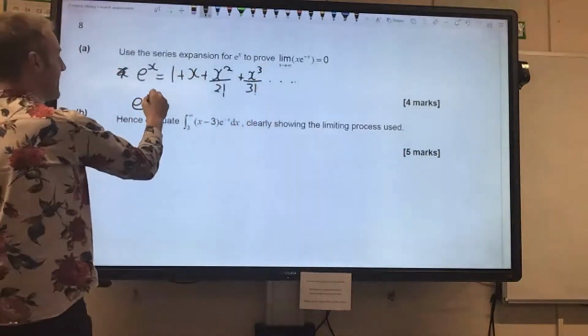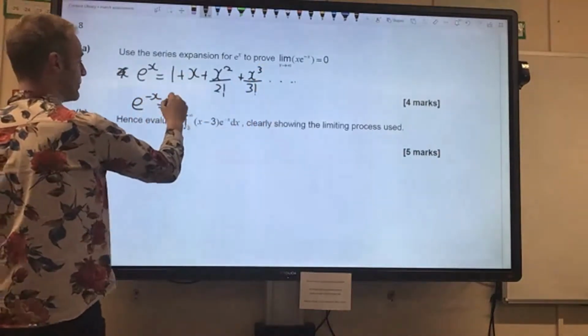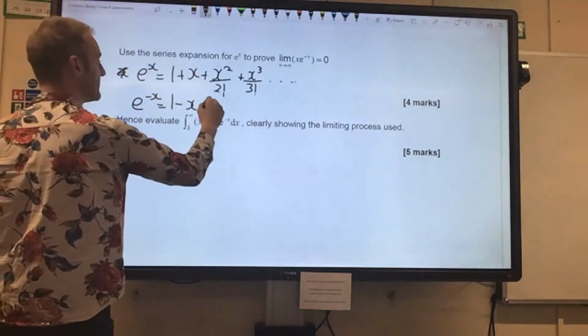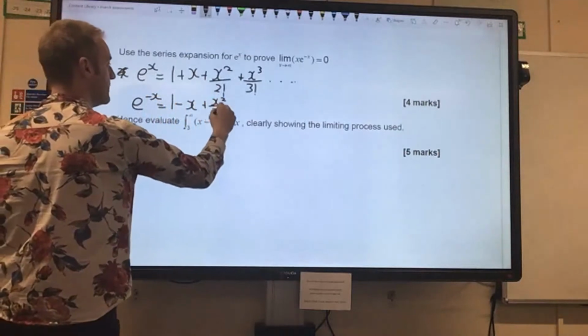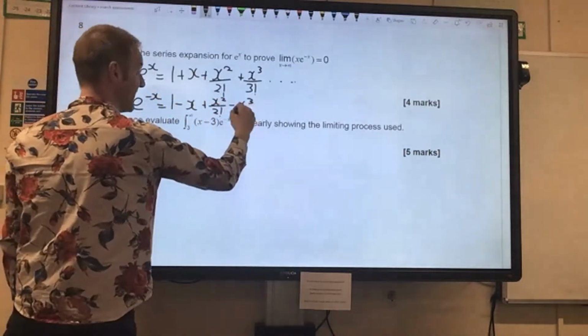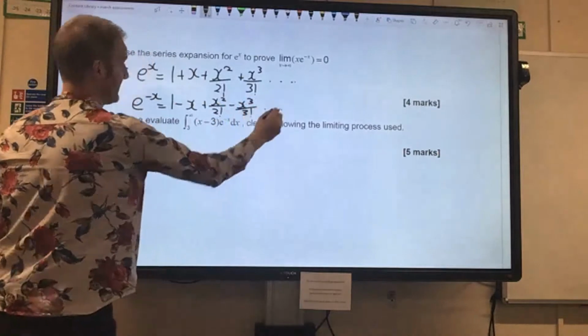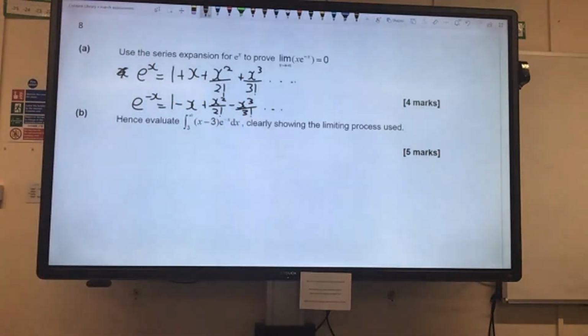And then the obvious next step is to go e to the minus x equals 1 minus x plus x squared over 2 factorial. It turns out not to be the right next step. It is the obvious one. Any questions on that so far?